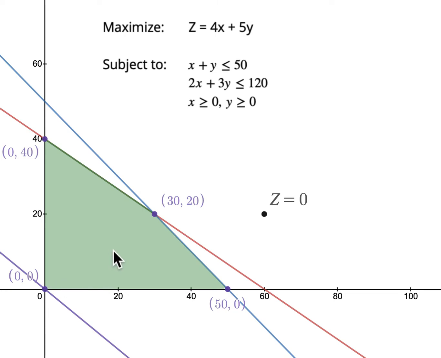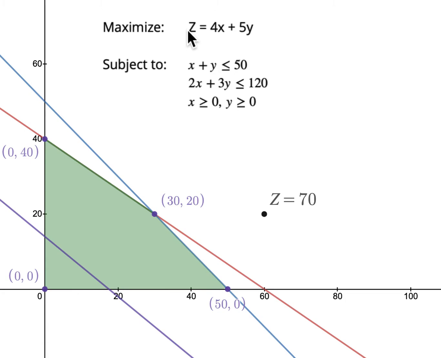So the question is, if I increase z at all, will I still find solutions? So I'm going to increase z up to, I'll just pick 70 right there. And now notice, for any given value of z, the slope of this line is always going to be the same. In fact, it's always going to be negative 4/5. So all of these lines that represent the objective function are parallel, which basically just means if I increase z, I just shift the line up.